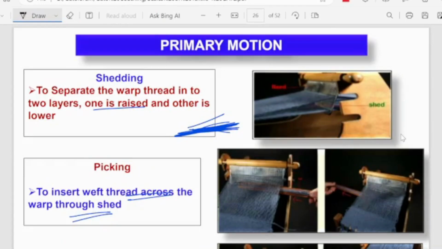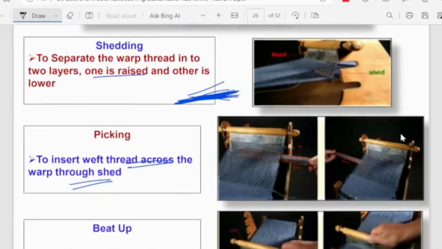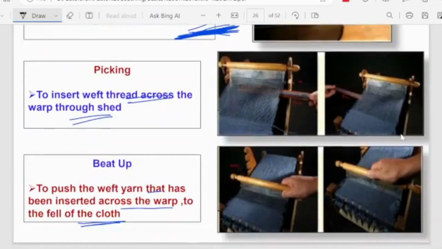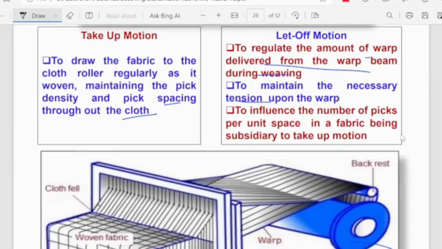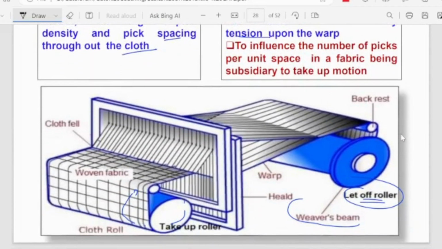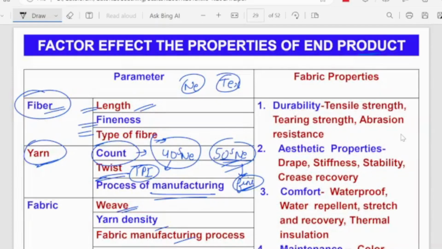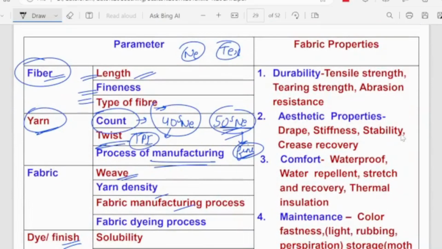What are shedding, picking, and beating? These are the process of the primary motions of this fabric. In shedding, two separate layers are produced. Then in picking, weft is inserted and beaten up, and warp and weft fabric is produced. So this is a typical process of these motions. This is how these things actually work. These are different aspects on which the properties of this fiber and yarns depend.